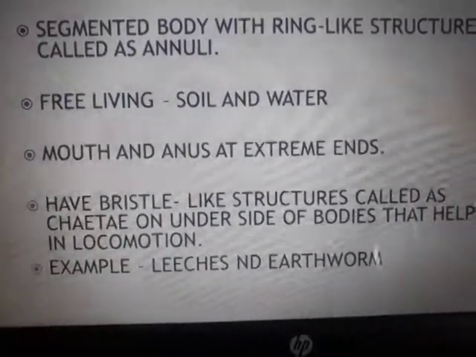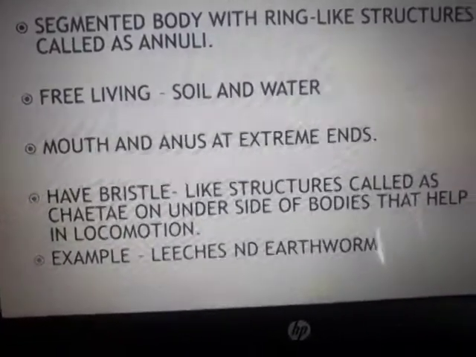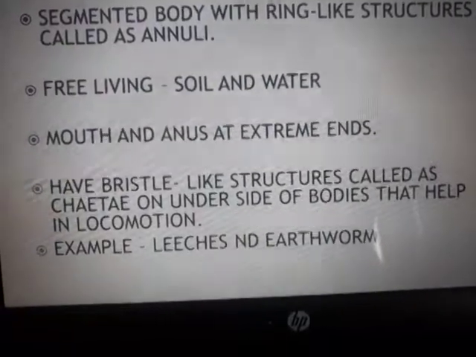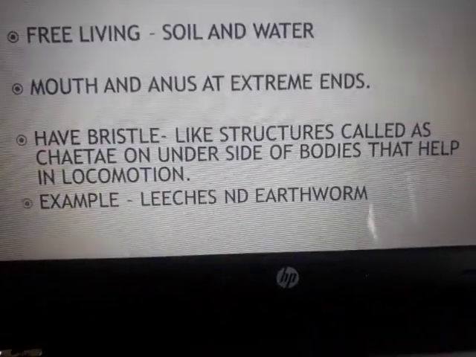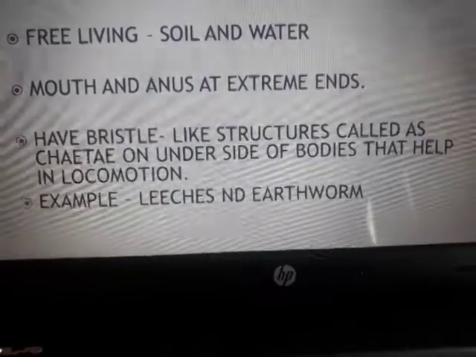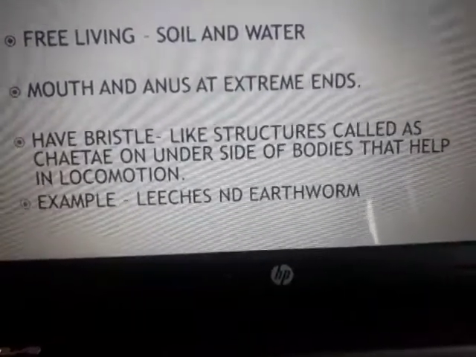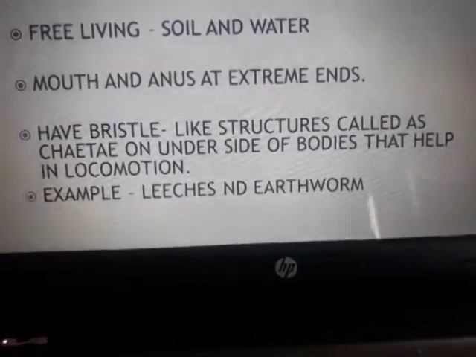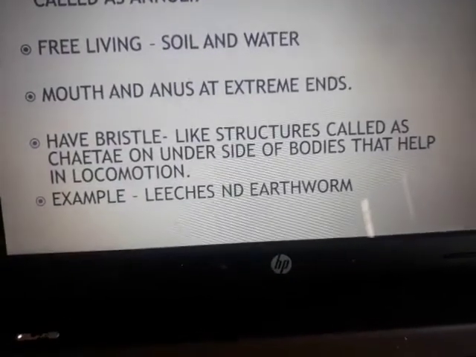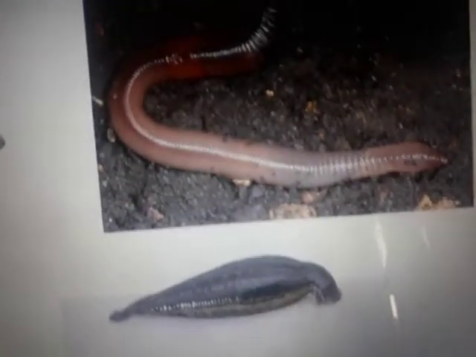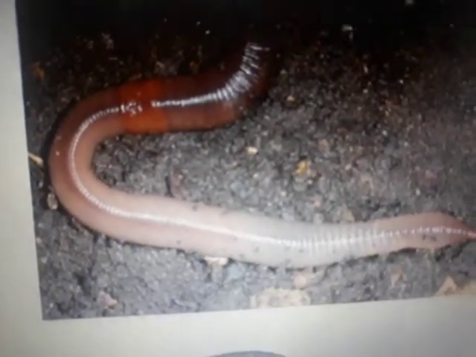They can be found in soil and water. Mouth and anus are at extreme ends. They have bristle-like structures, small hairy structures called setae, on the underside of the body that help them to locomote. Examples are leeches and earthworm. So these are the examples. See, diagrammatic and the real picture. So earthworm: segments, cylindrical, long, bristle-like structures called setae on the underside of their body.